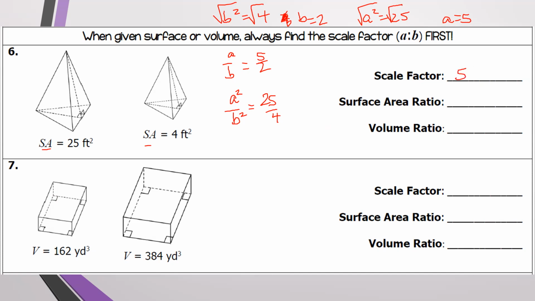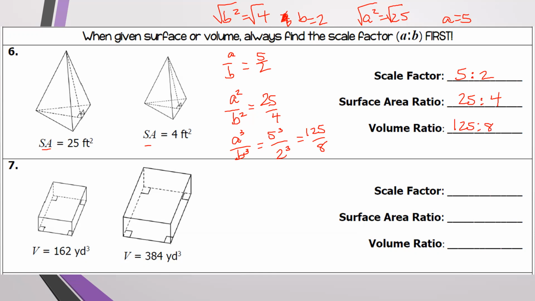Okay, so we have 5 to 2. They told us the surface area ratio, so I can just go ahead and write that in there. And now I need to find the volume ratio. Well, the volume ratio is A cubed over B cubed. A is 5, so that's 5 cubed. B is 2, 2 cubed. 5 cubed is 125. And 2 cubed, of course, is 8. So our volume ratio is 125 to 8.